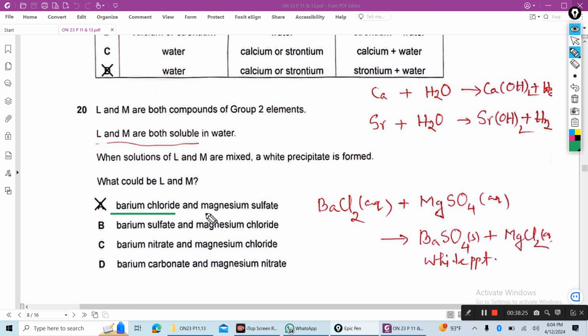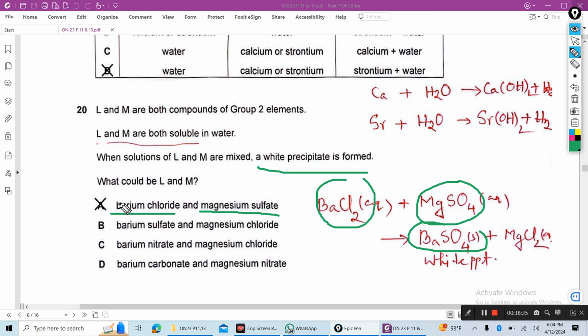Barium chloride soluble, magnesium sulfate soluble also. Both two soluble salts, when they react they form barium sulfate, a white precipitate. So A is the right answer.